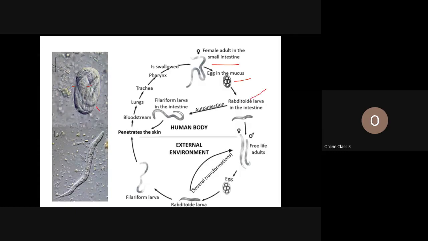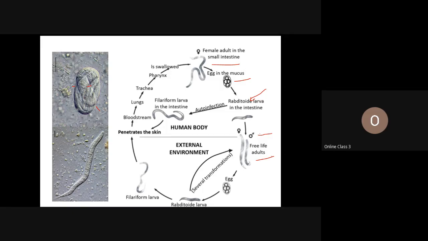That's why this egg is containing an L1 type of larva. Okay, the larva is an L1 type. That means it has the double bulb esophagus. So when it comes to the environment, it can develop into free living adult male or free living adult female.